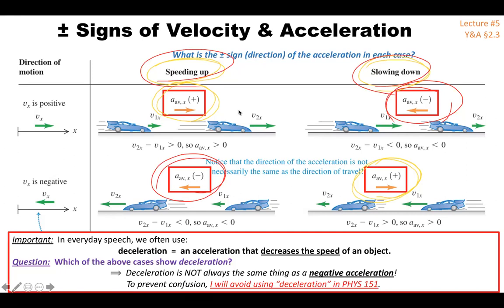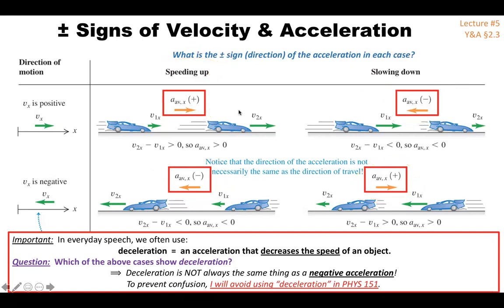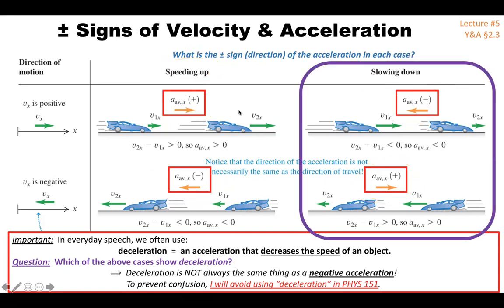This is just a repeat of what I said a few slides ago, which is that deceleration in common speech usually means that an object is slowing down. Looking at these four situations, which ones might people say the car is decelerating? It looks to me like it'd be the two situations where the car is slowing down, which are the ones on the right. In everyday speech, those are the times when the driver is hitting the brakes. So either the car is going forward and you hit the brakes, or the car is going backward and you hit the brakes.